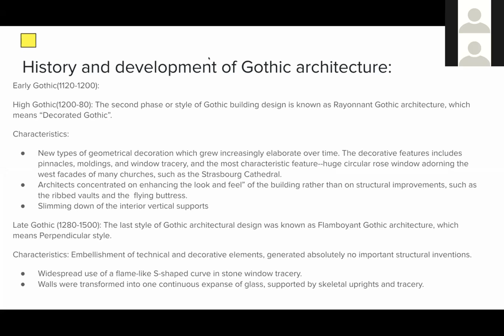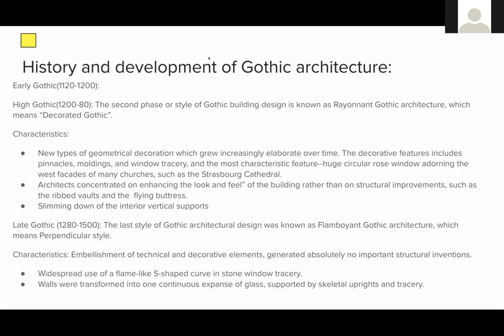So let's talk about art and architecture. Starting with the history and development of Gothic architecture, it was divided into three phases, starting with the early Gothic. It is the style of architecture that appeared in northern France, Normandy, and England between about 1130 and the mid-13th century. And then to the High Gothic, which lasted from 1200 to 1280. It is the second phase of Gothic building design, which was known as Rayonnant Gothic architecture, which means decorated Gothic. Here are a few of the characteristics.